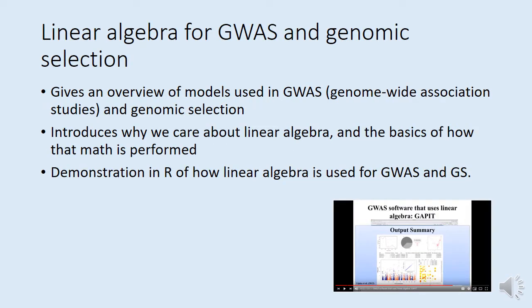So, more detail about these particular playlists. The linear algebra series gives an overview of models used in GWAS and genomic selection. It introduces why we would care about linear algebra, how we do basic math with linear algebra, and then puts those together: how do we use linear algebra in GWAS and GS. It gives a quick demonstration in R of how those are done. So if you need to use genome-wide association or genomic selection and you want to understand conceptually more about how they work, then these videos are for you.